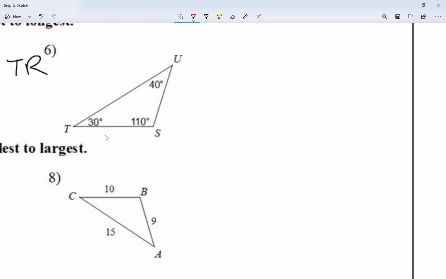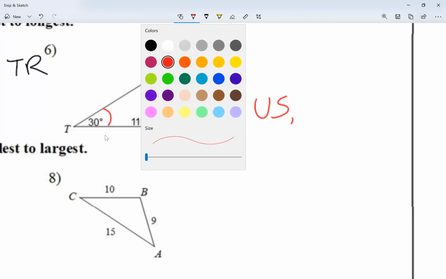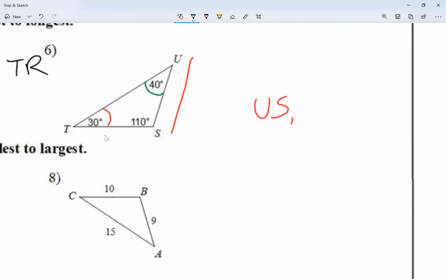Angle-wise, 30 degrees is the smallest angle. This angle is opposite from this side. So I'm going to say the smallest side is the side US. The medium side, the second smallest angle, is 40. 40 is opposite from this side. I can call it either TS or ST. Again, the order of the letters does not matter. So let me call it ST.